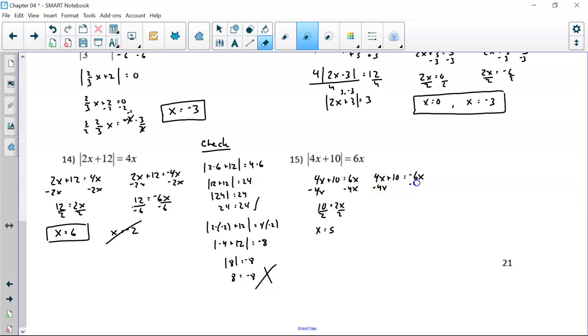Subtract 4x from both sides. 10 equals -10x. Divide both sides by -10. X equals -1. And don't forget to check for extraneous.